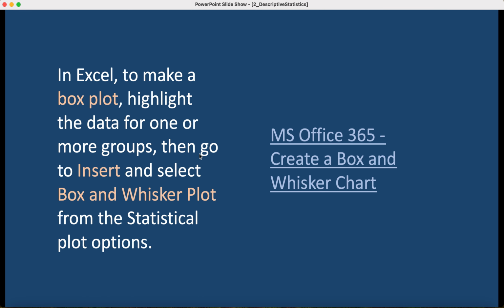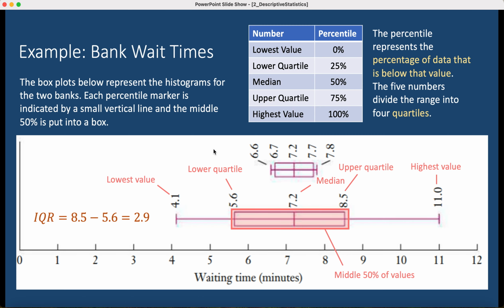One thing to note here is when Excel makes them, let me go back a slide, it plots these vertically instead of horizontally. It's just an aesthetic difference, nothing material there. Excel just makes them vertical instead of horizontal.